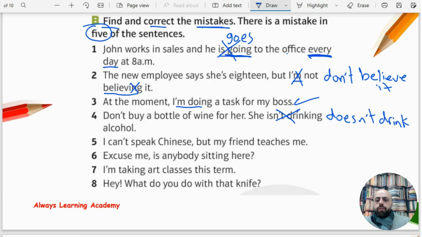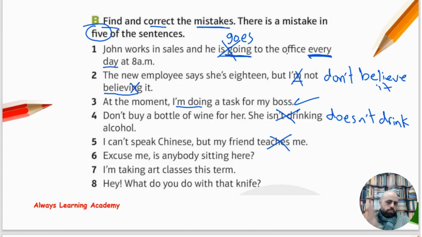Number 5, I can't speak Chinese, but my friend teaches me. Now, here, okay, I can't speak Chinese, it's fine, but my friend teaches me. Is it like a routine? Is it permanent all the time? No. So we shouldn't use simple present here. Maybe this is for a short period of time. His friend is teaching him. Okay, so instead of using simple present, it should be but my friend is teaching me.